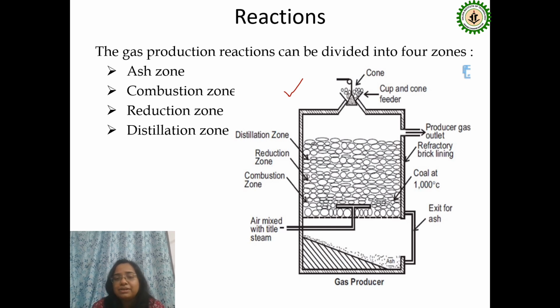The next zone is the combustion zone. What is the action of the combustion zone? In the combustion zone, the main combustion reaction will be taking place. Followed by the combustion zone, the next zone will be the reduction zone, where mainly the reduction reaction will be taking place. And followed by this, the last section, that is the upper section, is known as the distillation zone, where mainly the separation takes place. And another point is that the combustion zone is also known as the oxidation zone.